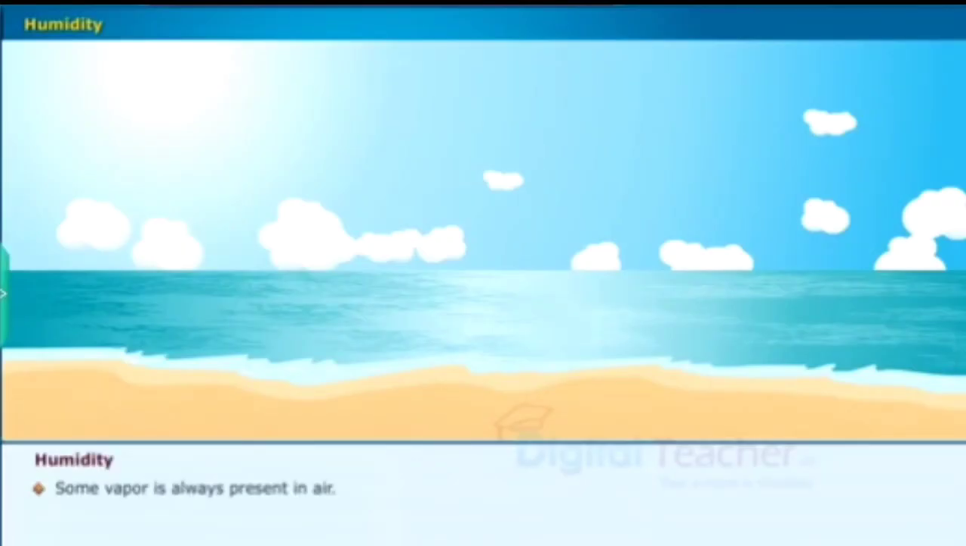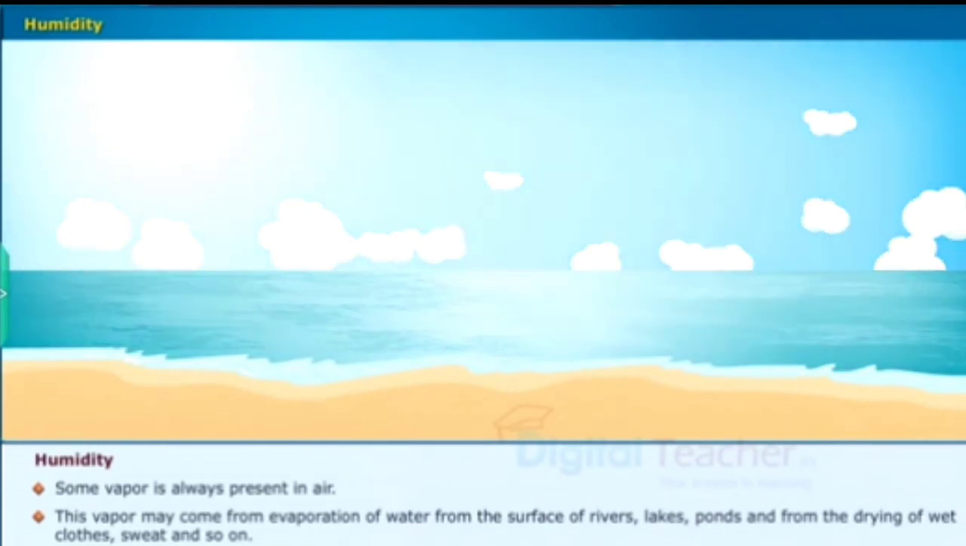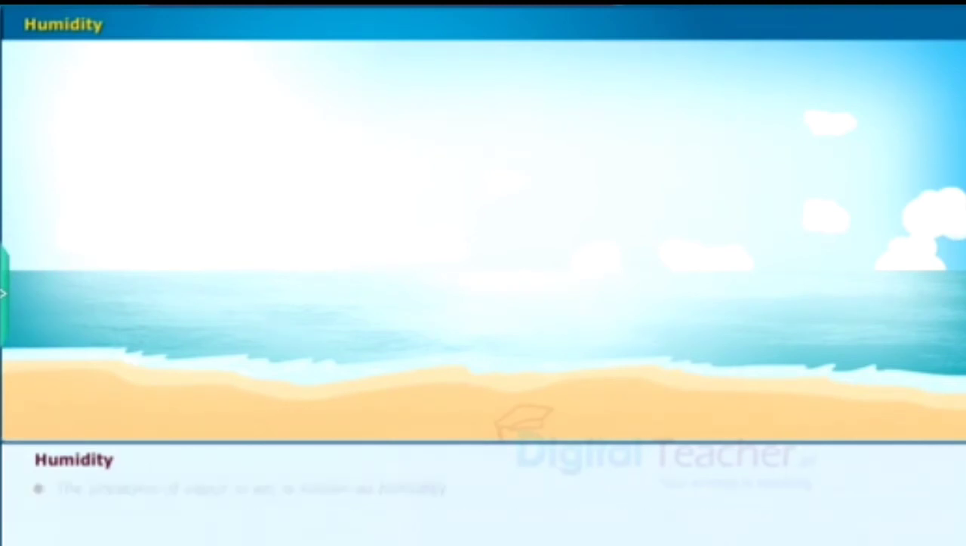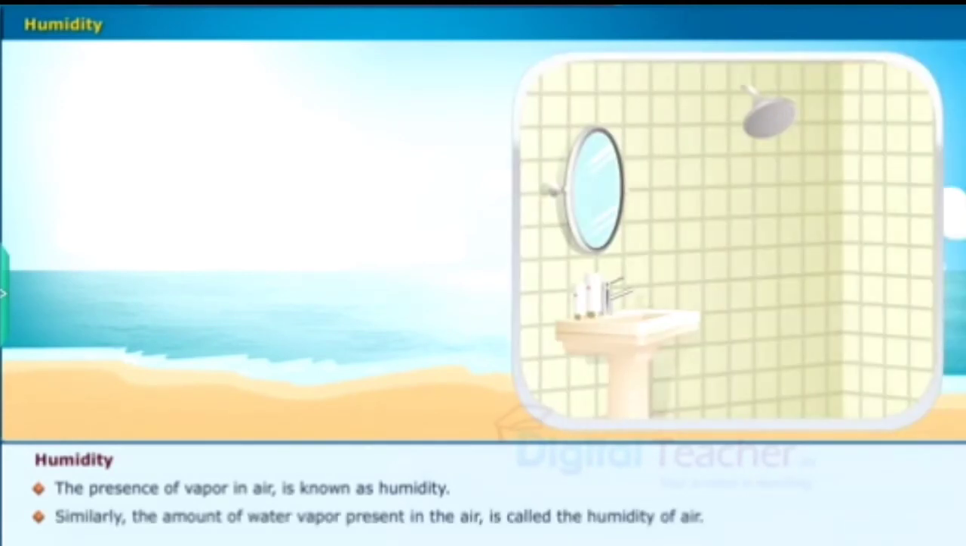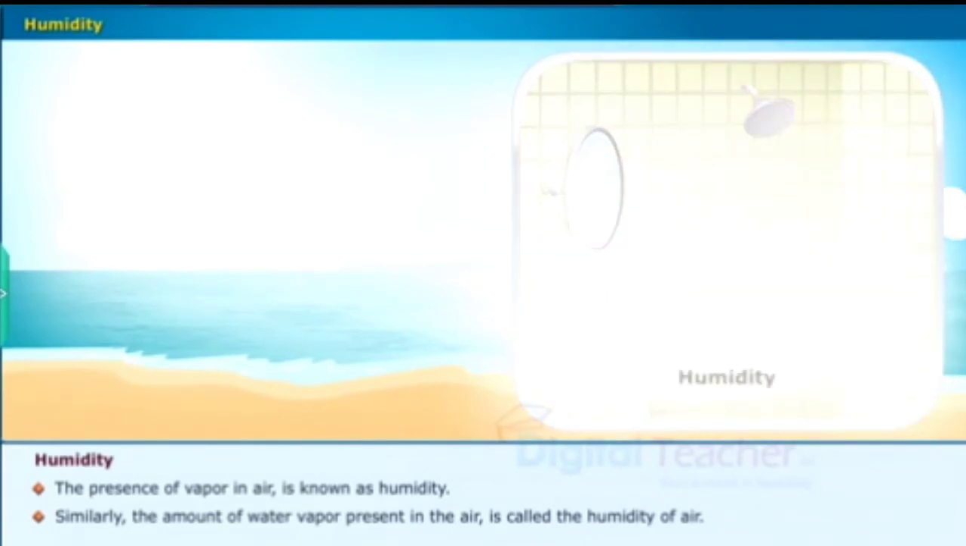Humidity. Some vapor is always present in air. This vapor may come from evaporation of water from the surface of rivers, lakes, ponds, and from the drying of wet clothes, sweat, and so on. Water vapor is the gaseous state of water and not visible. The presence of vapor in air is known as humidity. Similarly, the amount of water vapor present in the air is called the humidity of air.